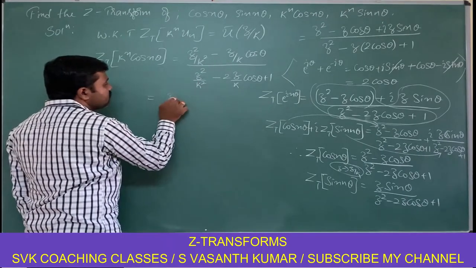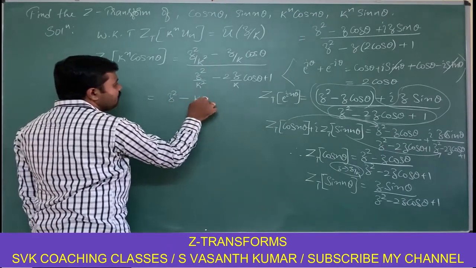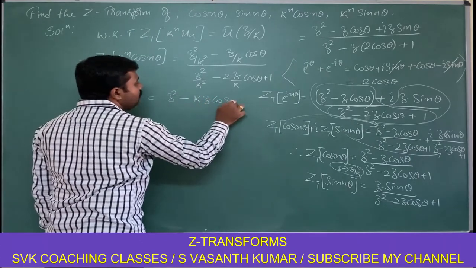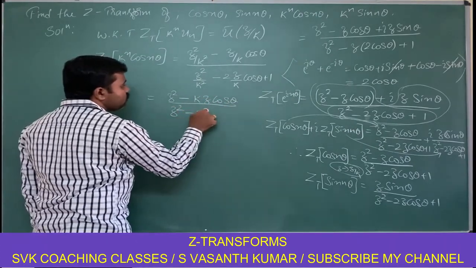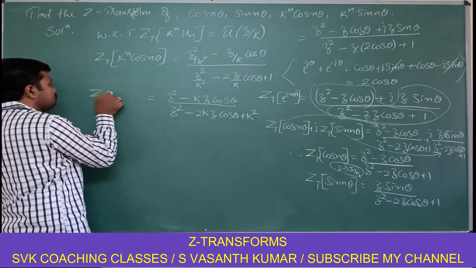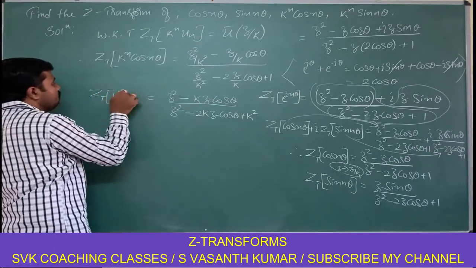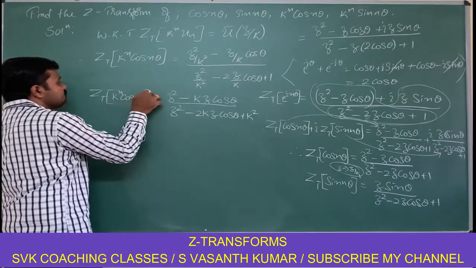So you are left with z square minus kz cos theta, all divided by z square minus 2kz cos theta plus k square, as we have taken LCM. This is the Z transform of k power n cos n theta.